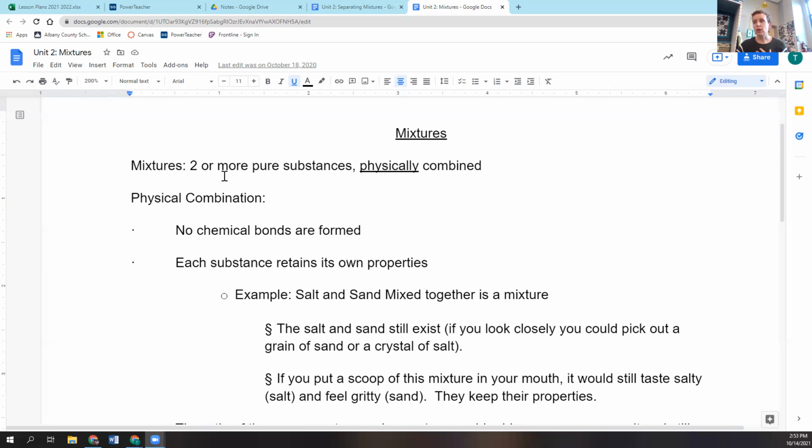So mixtures are two or more pure substances physically combined. We take two or more elements or compounds, or elements and compounds, and we basically put them together physically. They're just in the same container. That would be a physical combination. Put them together in the same container. And we're going to talk about physical combination next.